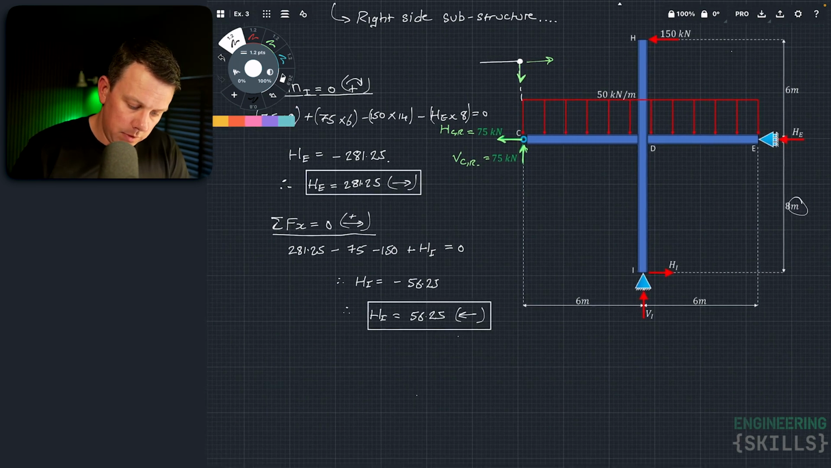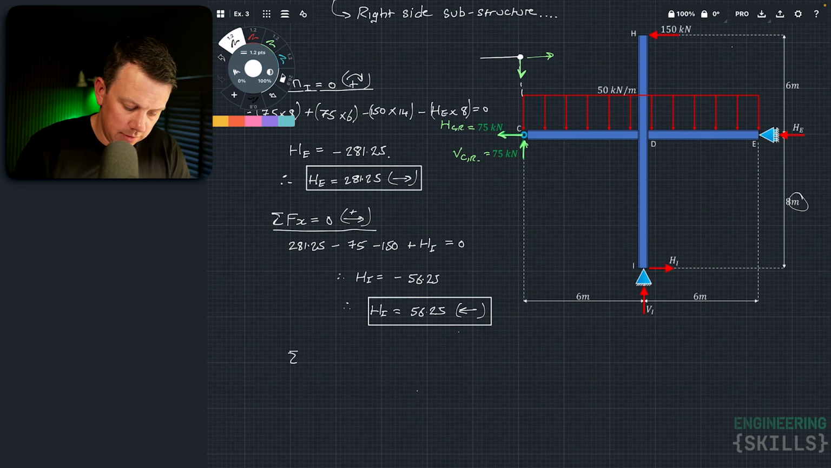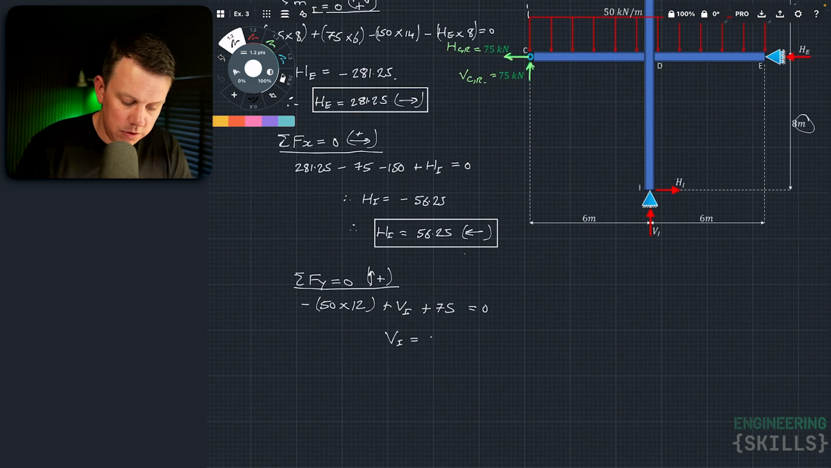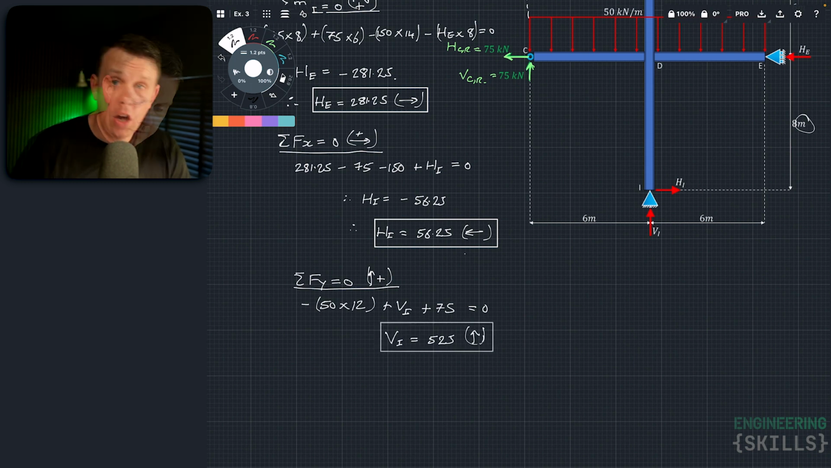And finally, we can evaluate the sum of the forces in the vertical direction. So let's have the UDL first, minus 50 times 12 plus VI plus 75 for VCR is equal to 0. And so VI is equal to 525. Positive number, therefore our initial assumption was correct, it points upwards. Alright, so that gives us all of our reactions. Now let's just visualize them on the structure.